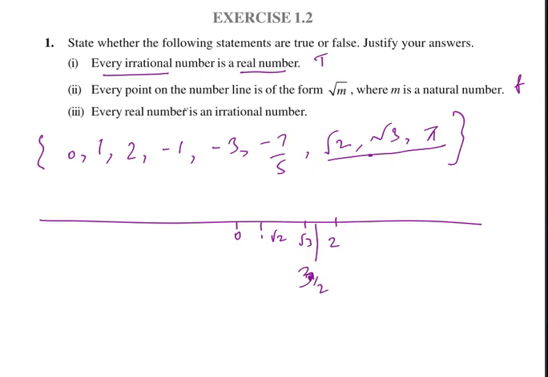So if we take every point on the number line is of the form root m, where m is a natural number. If we take m inside the root, we can only consider this positive side. If we want to represent the negative side, suppose minus 1, if we take that, it cannot be a real number. So square root of minus 1 is an imaginary number.